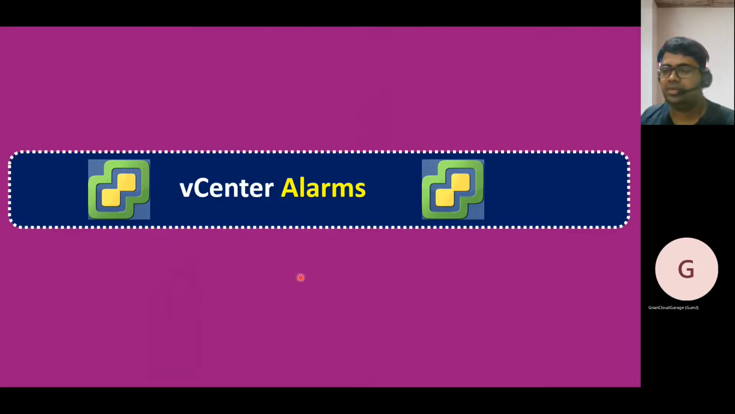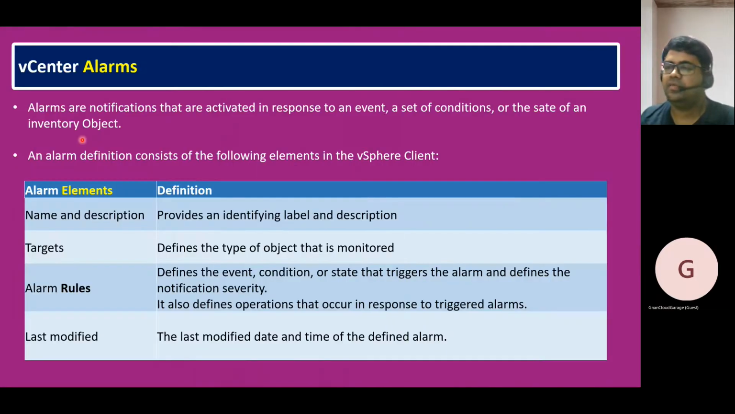So, vCenter alarms. Alarms are notifications that are activated in response to an event. If any event happens in our vCenter, we can get notifications, and a set of conditions or the state of an inventory object. Sorry for the typo, it is the state of an inventory object. And an alarm definition consists of the following elements in the vSphere Client.